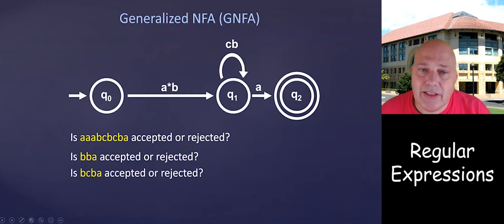Is BCBA accepted or rejected? This is accepted because you can take B here, then CB here, and then A.